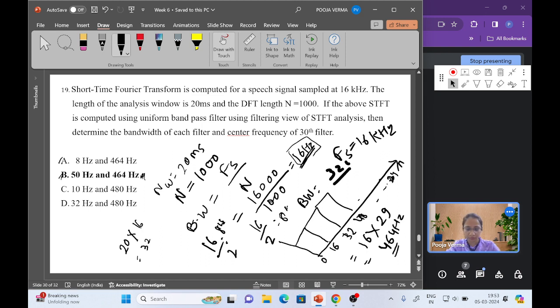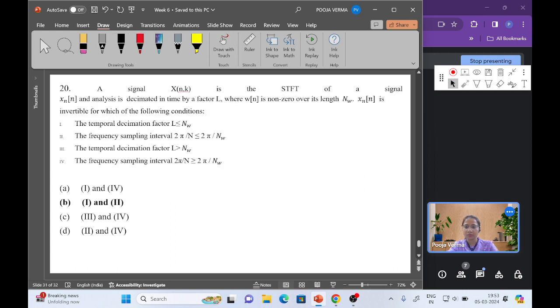Okay. If we are using the rectangular window, bandwidth divided by 2, that is 16 divided by 2, 8 hertz. Okay, so moving to the next question.